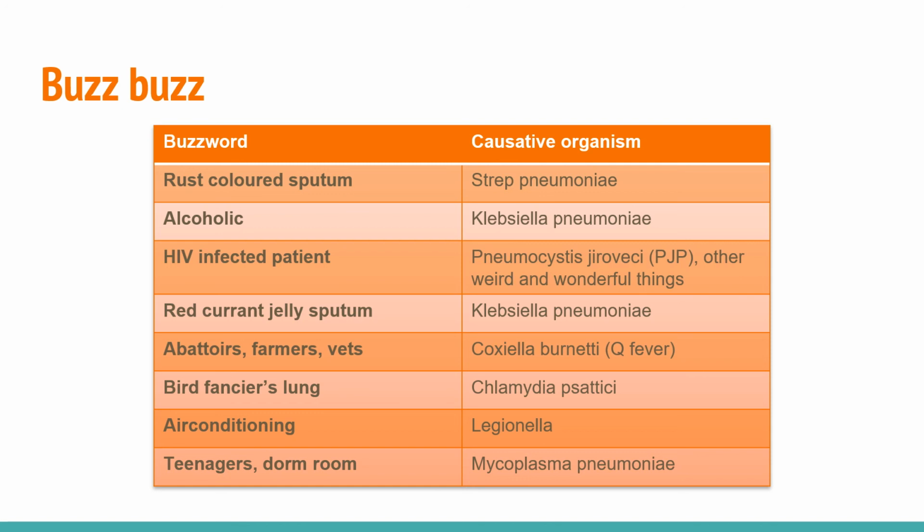So yeah, that's pretty much it. Don't worry about these buzzwords too much. These are really easy sort of MCQs that they could potentially give you, but they're not as OSCEable. Like I said, the common things are common. They're never going to give you an OSCE with an alcoholic patient that's coughing up red currant jelly, and ask you about Klebsiella, because it never happens. They're going to ask you about strep pneumonia. They're going to ask you about a typical lobar pneumonia, because then they can ask you about the management, because we don't know the management for this.